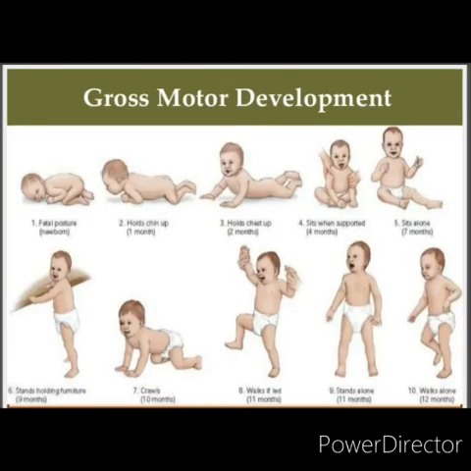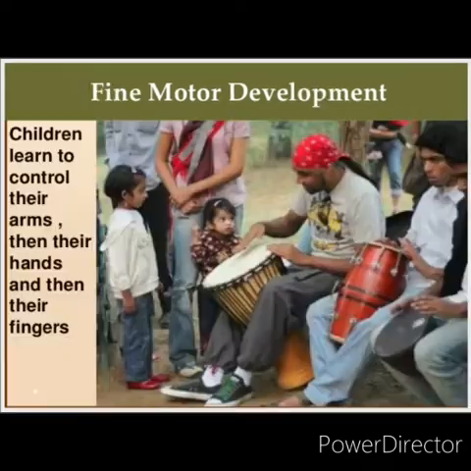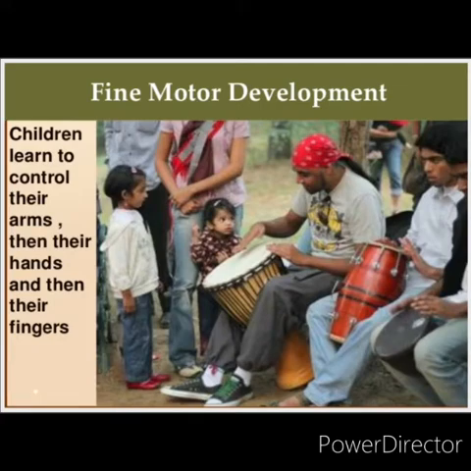Motor development can be divided into two types. The first one is gross motor development and the second is fine motor development. Gross motor development means the development of large muscles in the child's body, especially while sitting, walking, running, climbing, etc. Fine motor development involves the small muscles of the body, especially during small movements of the fingers and hands. For example, holding a javelin, catching a cricket ball.